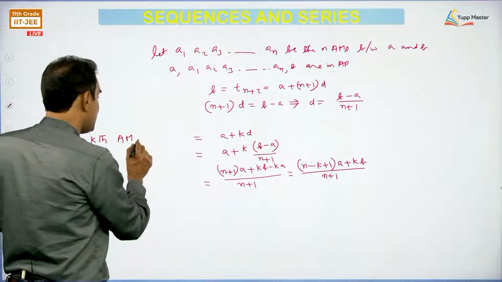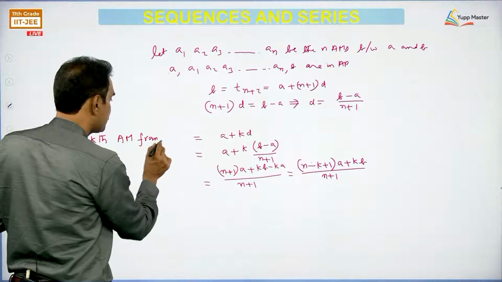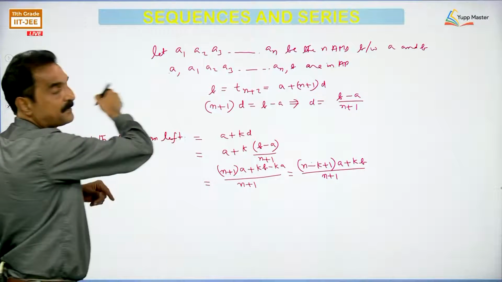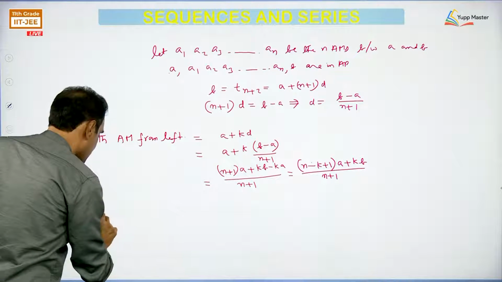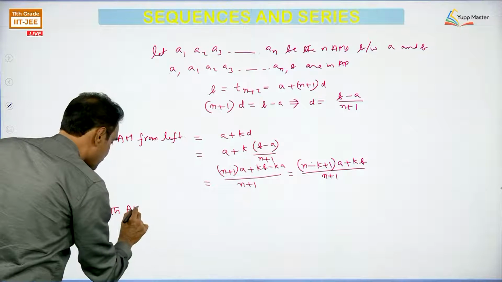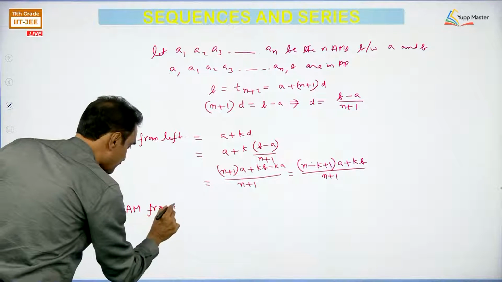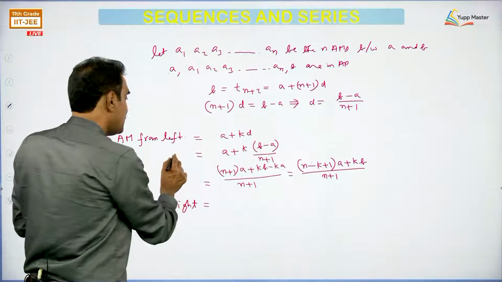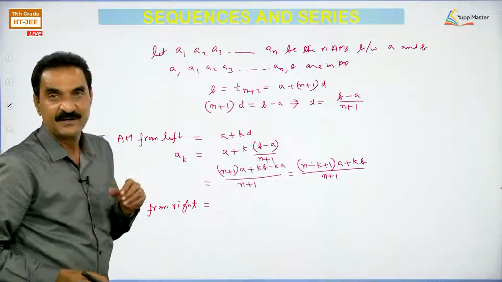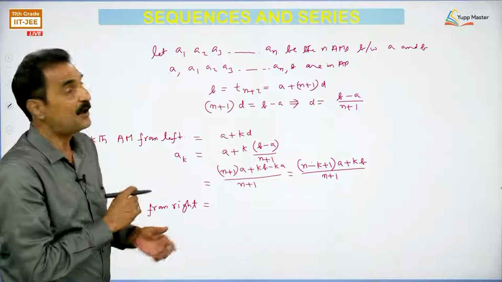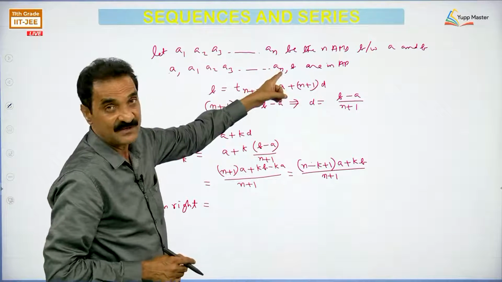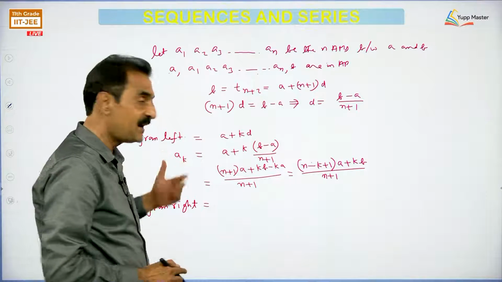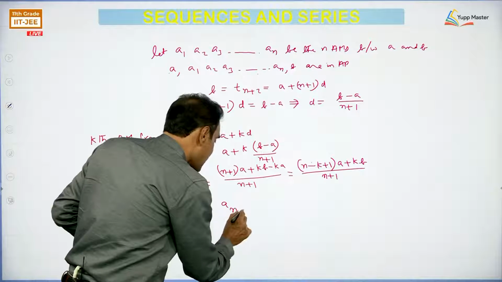Similarly, this is the kth AM from left. Now, what is the kth arithmetic mean from right? The kth arithmetic mean from left is Ak. Now, the kth arithmetic mean from right will be what? First arithmetic mean from right is An, second arithmetic mean from right is A(n minus 1), third is A(n minus 2). So the kth arithmetic mean from right will be A(n minus k plus 1).